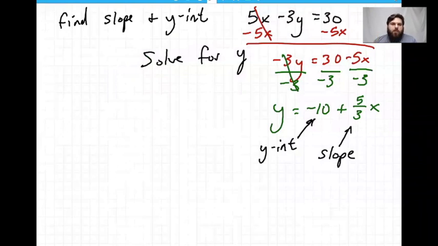You've got to change forms. A lot of the times they give it to you in standard form, and they want you to switch it to another form to utilize that form's capabilities. Okay? All right, looking at the third form. Our last one is going to be the point-slope form.